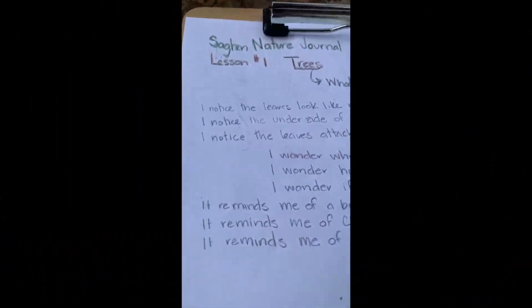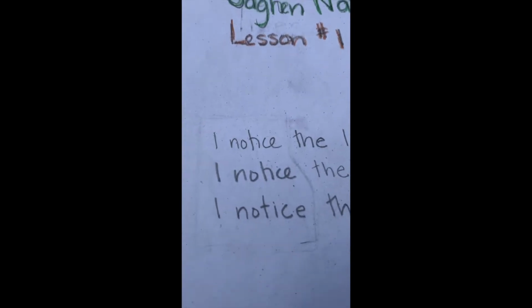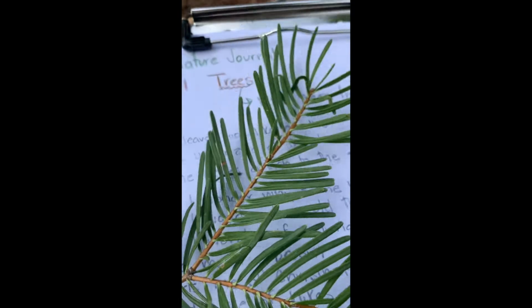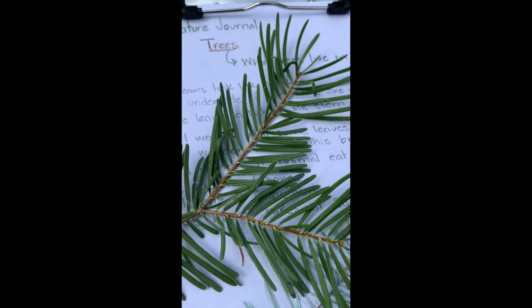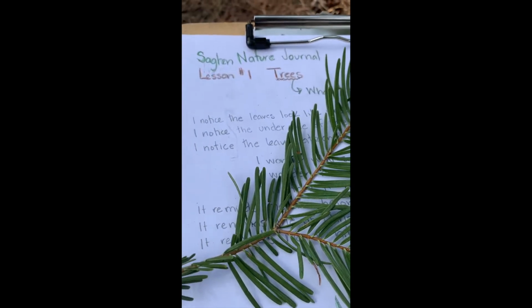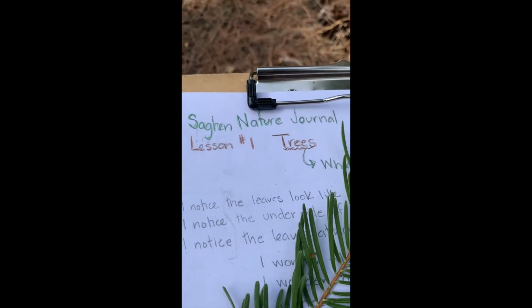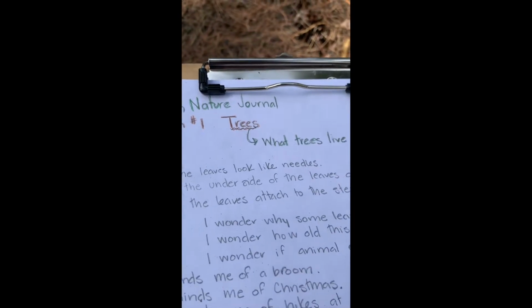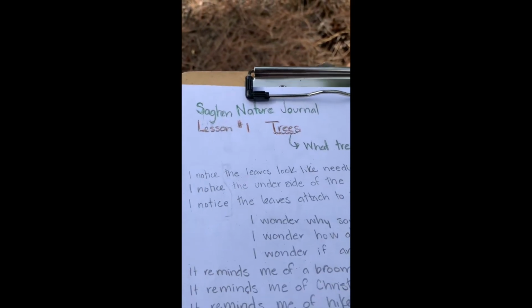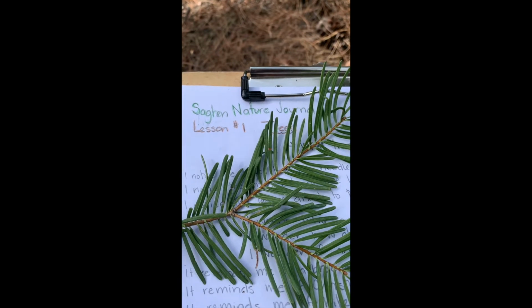So the first set of statements are the I notice statements. You're going to look closely at your branch and notice as many details as you can. For my I notice statement, I wrote, I noticed that the leaves look like needles. So that's one example, and I'm sure you'll do great at thinking of your own.